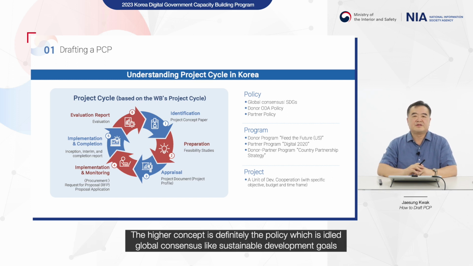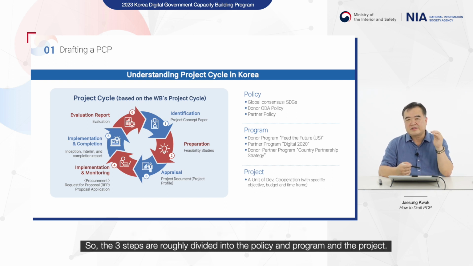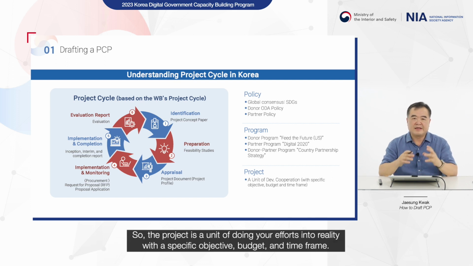The higher concept is definitely the policy, which is either a global consensus like the Sustainable Development Goals, or the donors' ODA or foreign aid policy, or the partner government's national development policy, and so on. So the three steps are roughly divided into the policy, the program, and the project. A project is a unit of putting your efforts into reality with a specific objective, budget, and time frame.